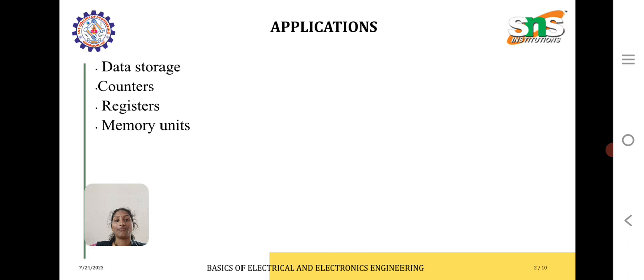Take counters, for example. Let us take a lace manufacturing company where it has to pack a big box, like it has to put 50 packets inside that box. There we need counters. Once it registers, once it stores data only, it can add to it. If it is not going to store the data, the addition will not happen, so mistakes can happen. So the data storage elements, counters, registers and memory units are the applications of flip-flops.